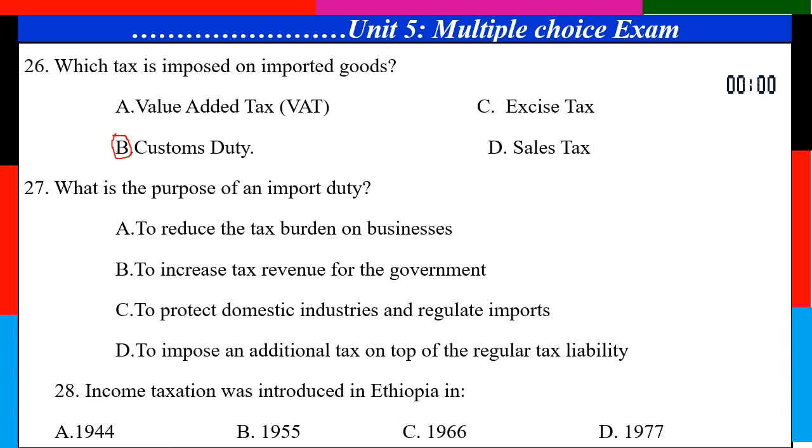Question number 27. What is the purpose of an import duty? A. To reduce tax burden on business. B. To increase the tax revenue for the government. C. To protect domestic industries and regulate imports. D. To impose an additional tax on top of the regular tax liability.